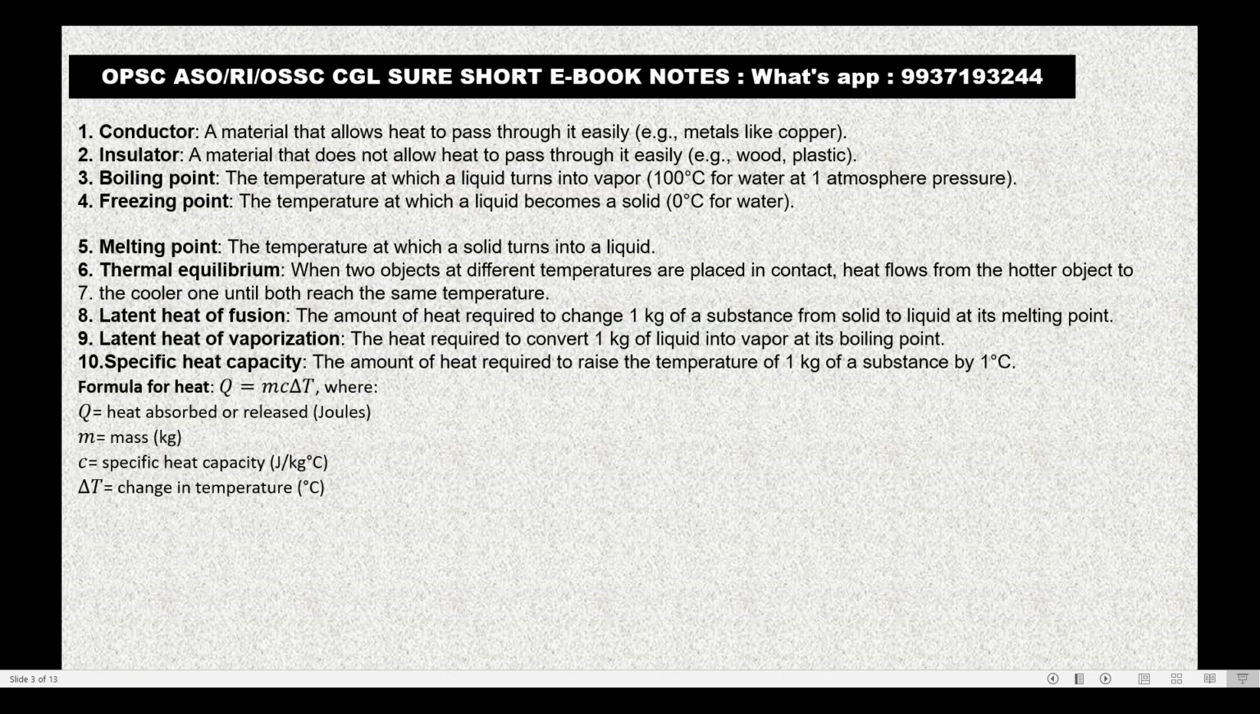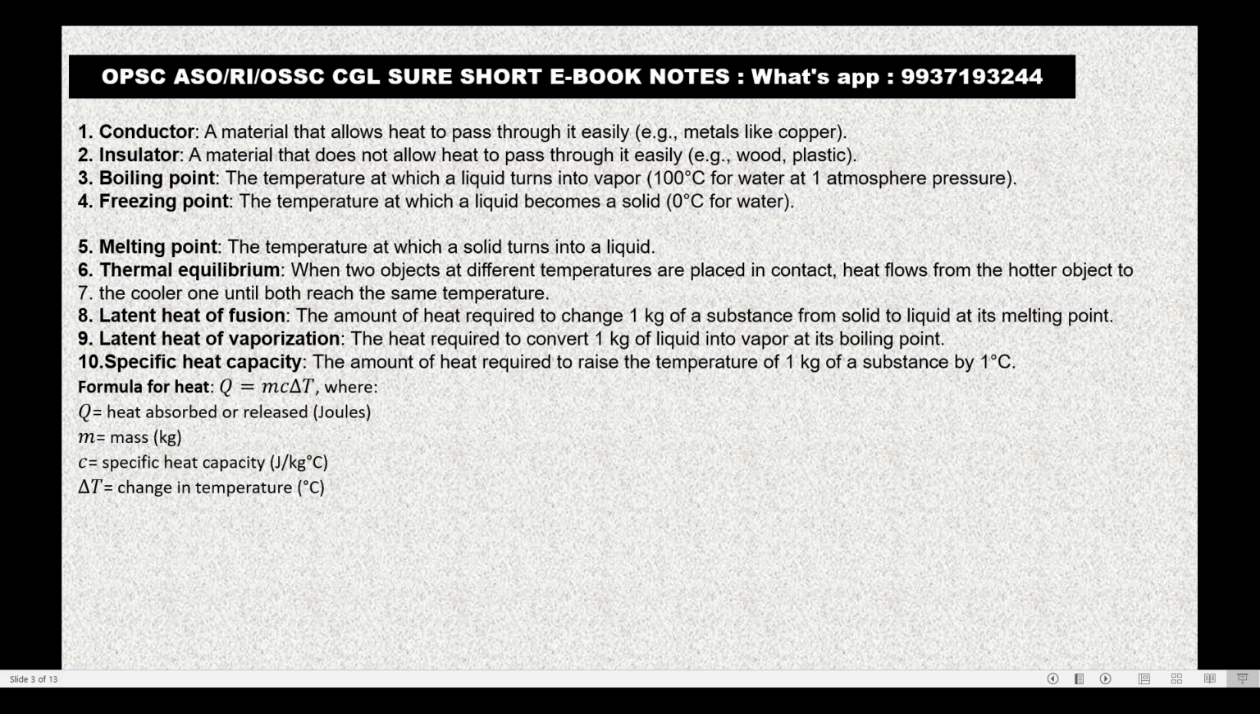Next, a conductor is a material that allows heat to pass through it easily. Example, metal like copper. An insulator is a material that doesn't allow heat to pass through it easily. Example, wood or plastic. Boiling point: the temperature at which a liquid turns into vapor. Example, 100 degrees Celsius for water at 1 atmosphere pressure. Freezing point: the temperature at which a liquid becomes a solid, 0 degrees Celsius for water. Melting point: the temperature at which a solid turns into a liquid.